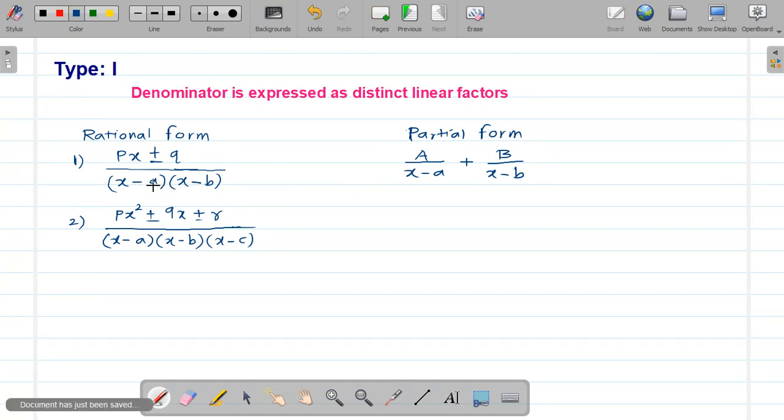So as type number 1, whenever the denominator is expressed as distinct linear factors, here there are two distinct linear factors, then we have to use the partial form as A upon x minus a plus B upon x minus b. Similarly, see the second type.